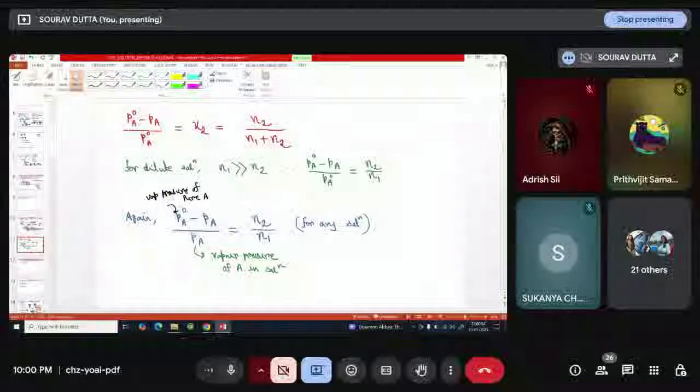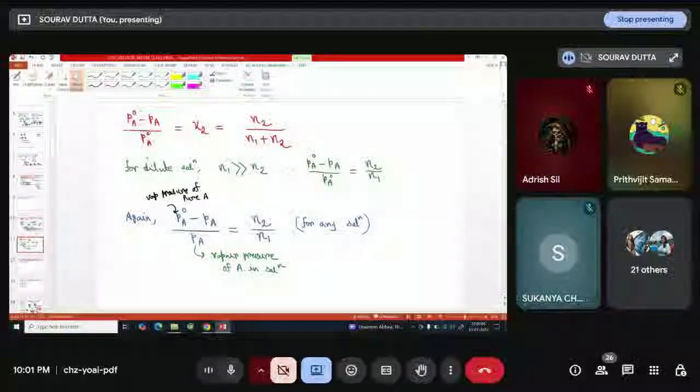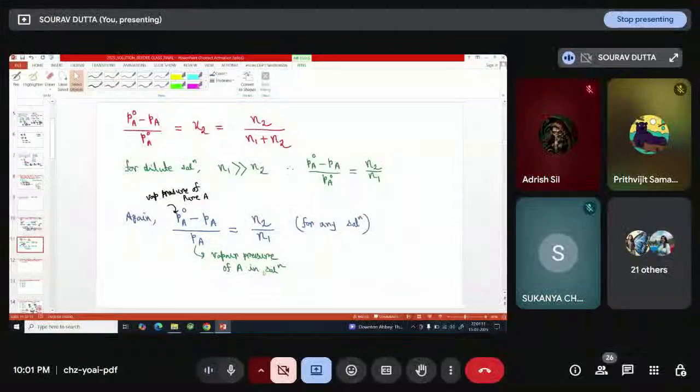And another formula, this is Saurabh sir special. You can write it for any solution, not only dilute solution. PA naught minus PA divided by PA, not PA naught, where PA is the vapor pressure of A in the solution. If you divide by PA in place of PA naught, you will get directly N2 by N1. There is no approximation, and no need for a dilute solution. For any solution, PA naught minus PA divided by PA equals N2 by N1.